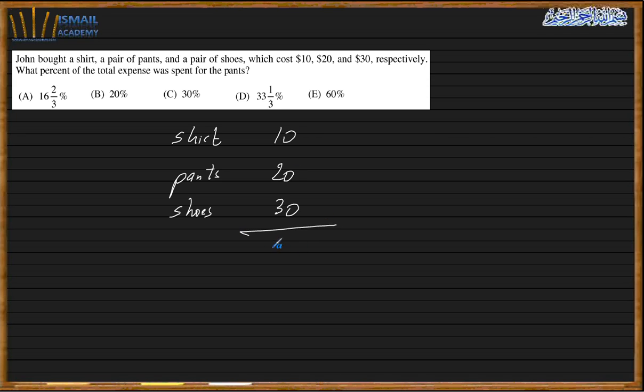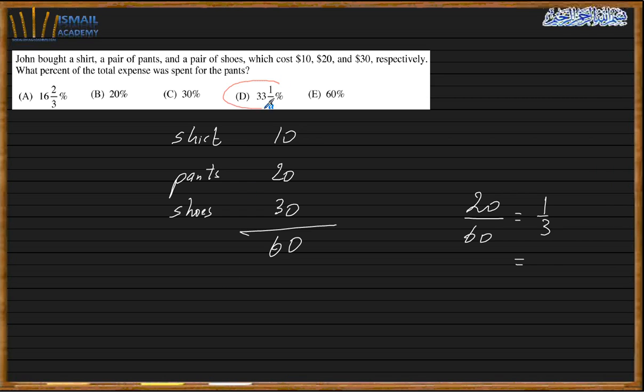So first I need to find out the total expense is 60, and the percentage spent on the pants is the price of the pants over 60. So which is one third. So one third is 0.333, and always we have one third left, so it's always going to be 0.3 repeating. So it's 33 and 1 third percent.